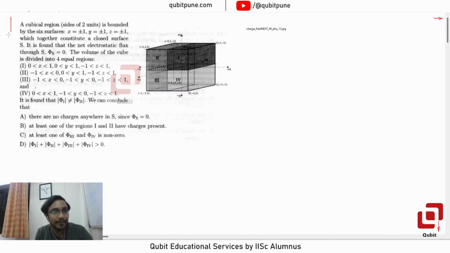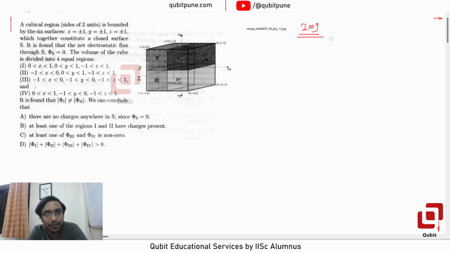MCQ number 1. This came in NEST 2009. Okay, first one. A cubical region, size of 2 units, is bounded by 6 surfaces x equal to plus or minus 1, y equal to plus or minus 1, z equal to plus or minus 1, which together constitute a closed surface S. It is found that the net electrostatic flux through S, phi S, is 0.